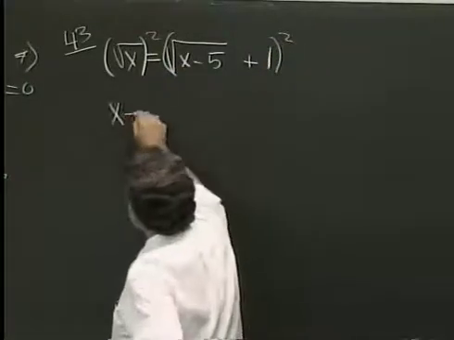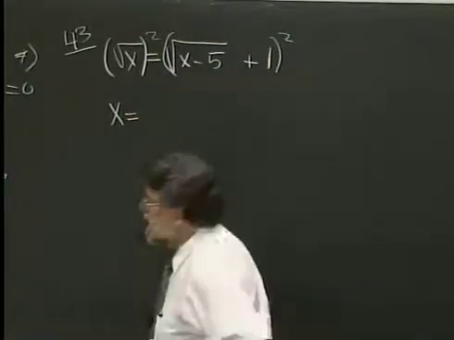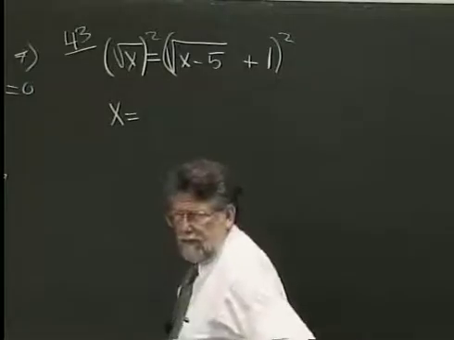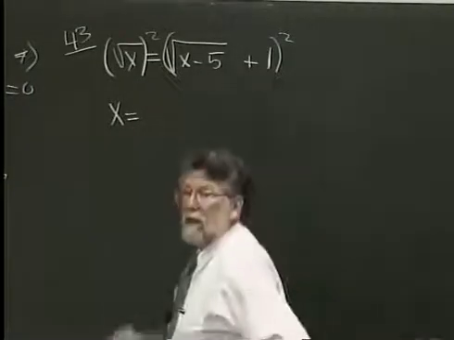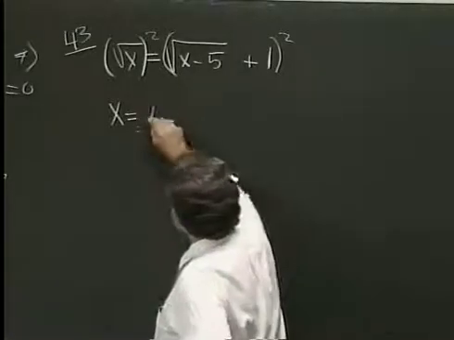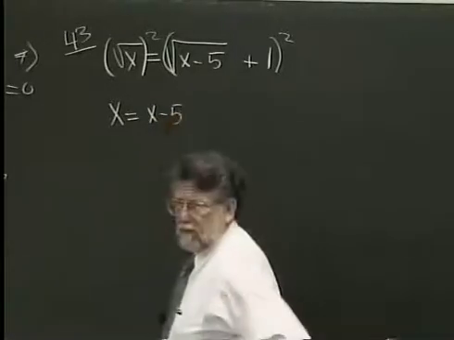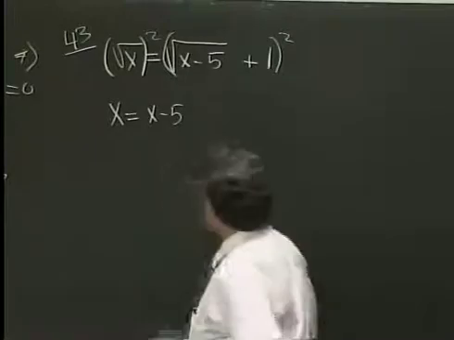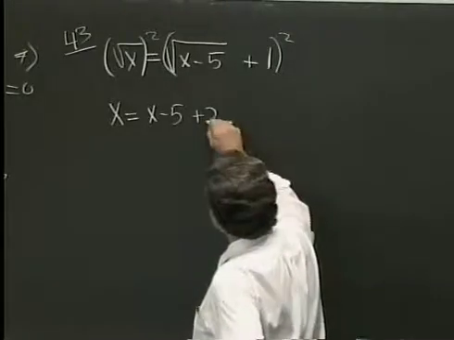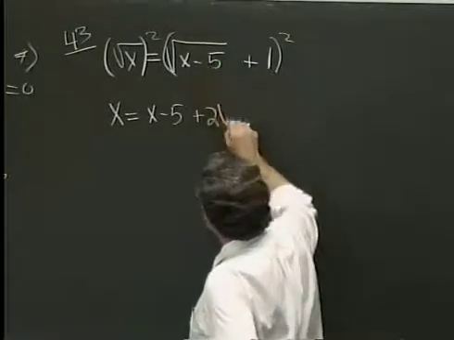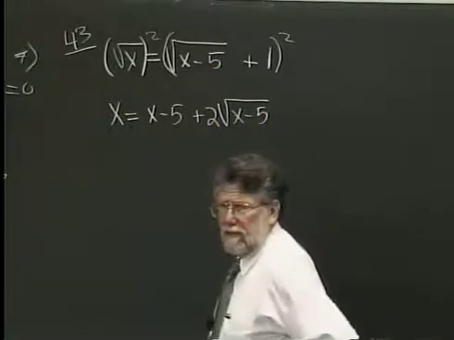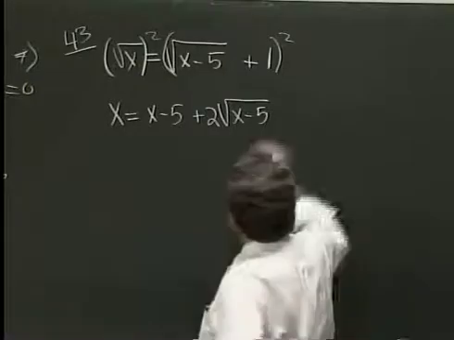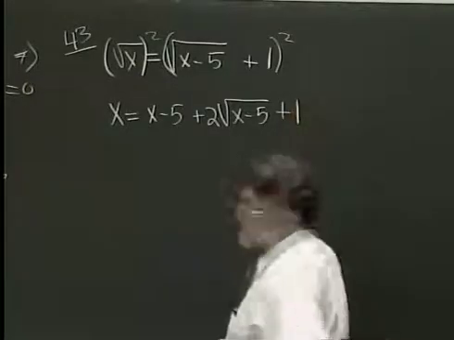The left side becomes x. That's good. What about the right side? Square the first. Double the product. Square the last. So x minus 5. Double the product. Plus 2 times 1 times this. So I still have a radical with x minus 5 in it. Then the square of the last. Is that step okay?